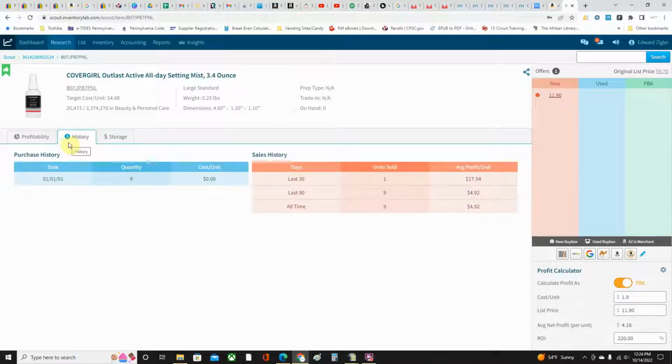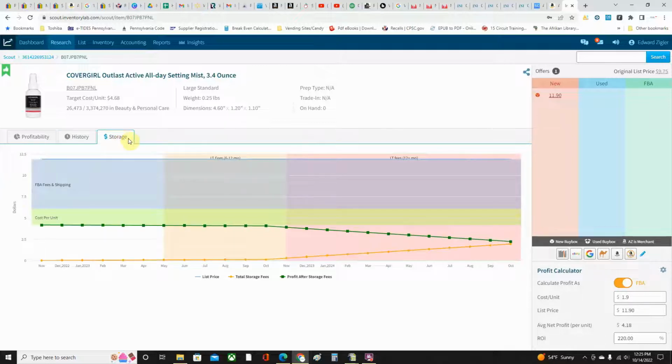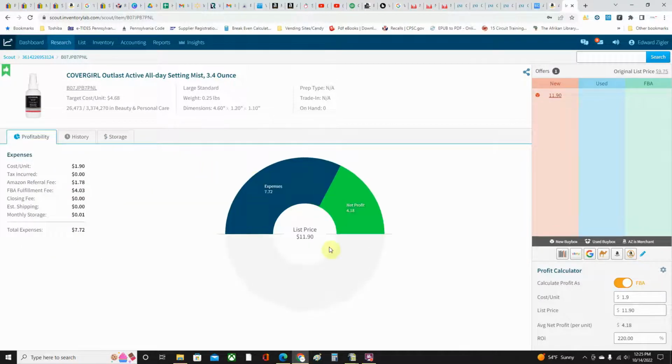If you've sold the item before, you'll be able to see the sales history, which I have sold the item before, and I did it all merchant fulfilled, I think. As you can see, in the last 30 days I sold one, $17 profit, and in the last 90 days I sold 9 for an average profit of $4.92, so almost $5 profit really. And my storage fees should be 0 because I don't think I sent this item. Did I? Yeah, maybe. So all you would do is continue to put those items in here.